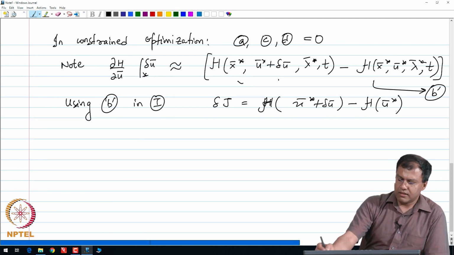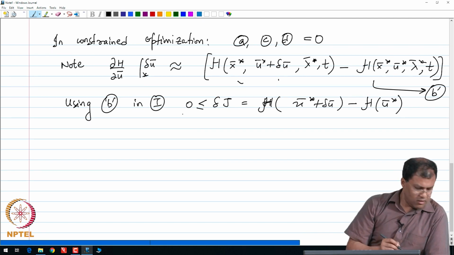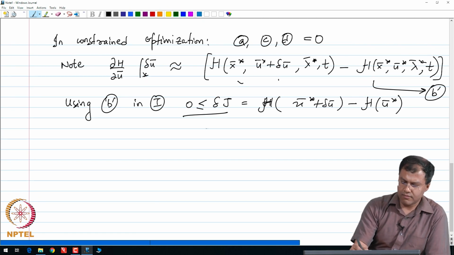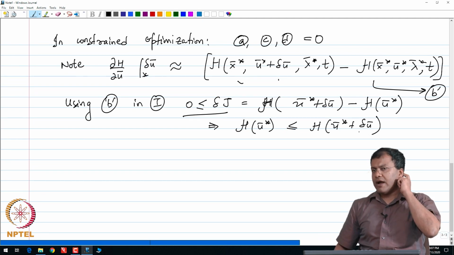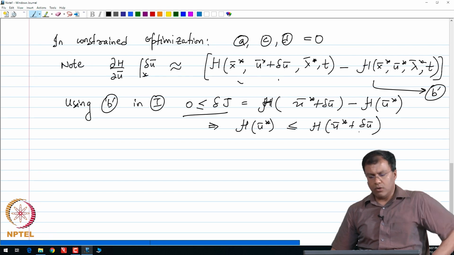Okay. So, this we have to satisfy that this is greater than or equal to 0, right. To begin with, we had this, and from here what we get is that H at u star is less than or equal to H at u star plus delta u. So, the final argument is that the Hamiltonian value at the optimal condition for the constrained optimization should be such that it gives me the minimum value in the neighborhood of the optimal control, right.